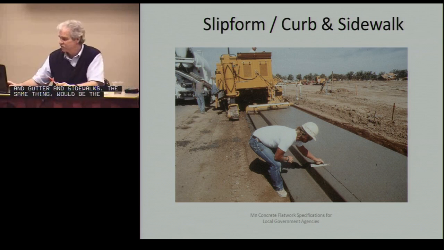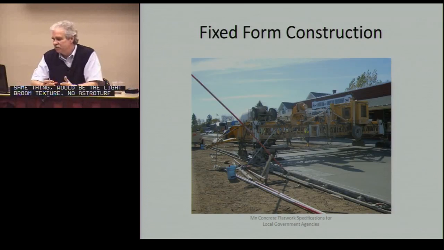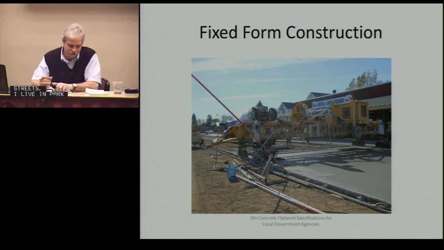No astroturf necessary there. Fixed form construction is when we pave these city streets with a Bidwell, basically a bridge deck paving machine that's used to pave streets. I live in Park Rapids, Minnesota. There's a little downtown Park Rapids, a 6-inch concrete street that went to alternate bids. And this is what happened. The alternate bid came within $30,000, the concrete was $30,000 more.